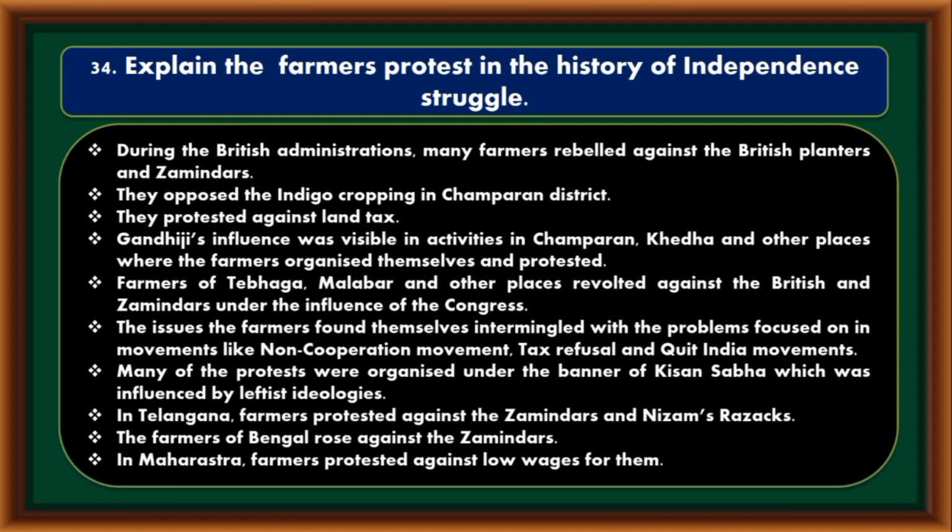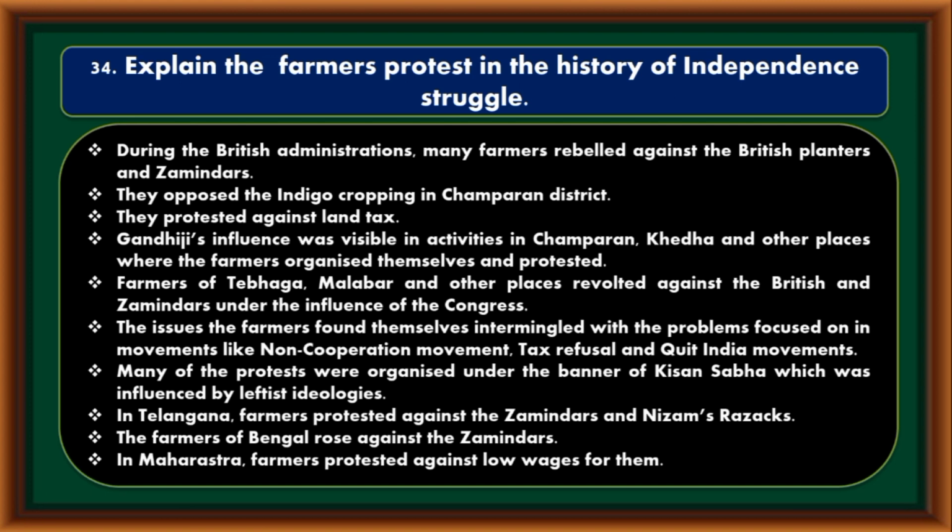Explain the farmers' protest in the history of independence struggle. During the British administration, many farmers rebelled against the British planters and zamindars. They opposed indigo cropping in Champaran district. They protested against land tax. Gandhiji's influence was visible in activities in Champaran, Kheda and other places where the farmers organized themselves and protested.